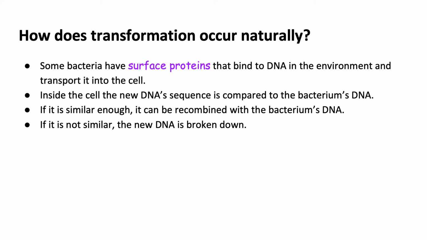So how does transformation occur like that naturally? Some bacteria have surface proteins that bind to DNA in the environment and transport it into the cell. Then inside the cell, the new DNA sequence is compared to the bacterium's DNA. If it's similar enough, it can be recombined with the bacterium's DNA. If it's not similar, the new DNA gets broken down.